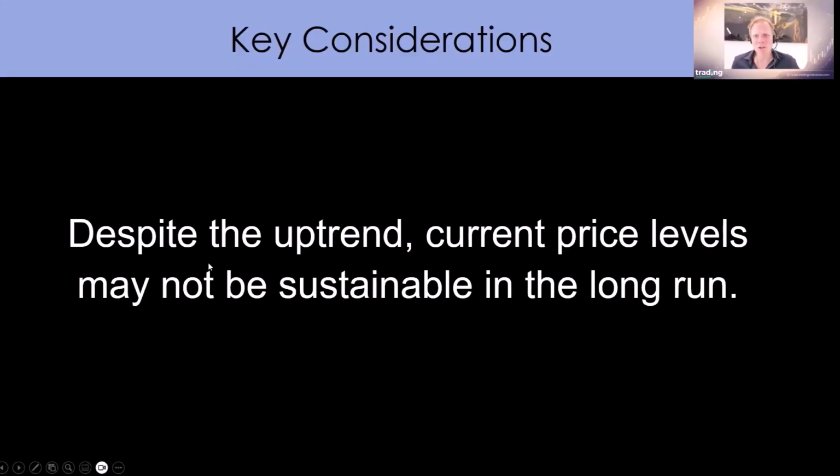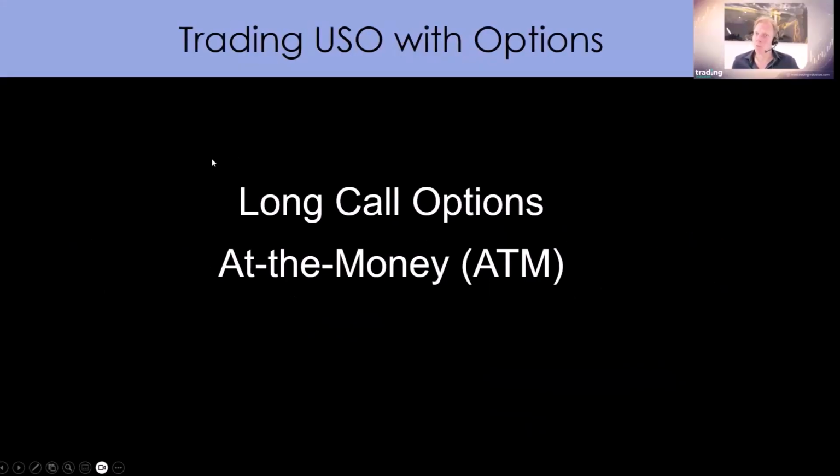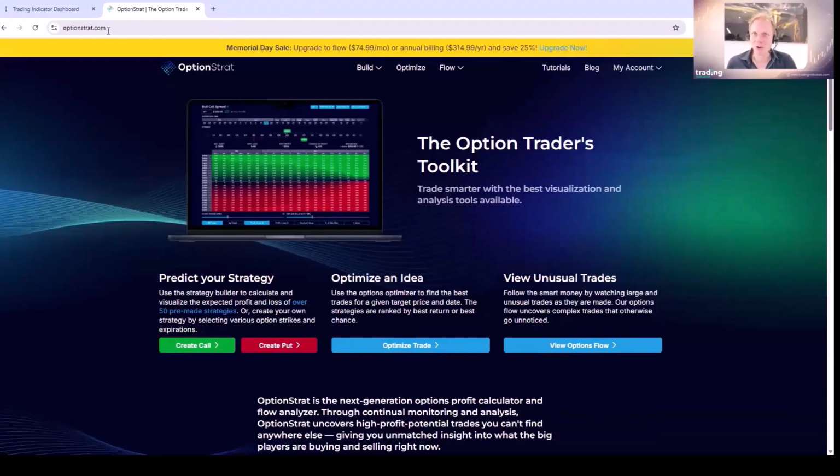And one way to do it is, for example, hey, why don't we just buy some call options? Let's say at the money call options. Let's see how this would fare. All right, so I'm going to switch over now to our tool Options Strat to show you how this works.